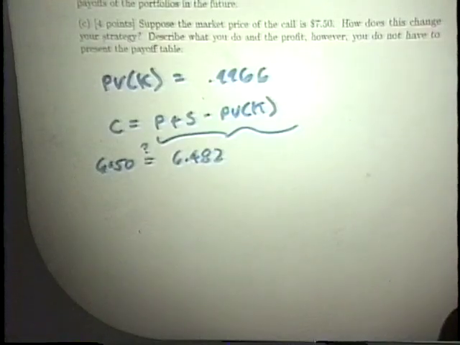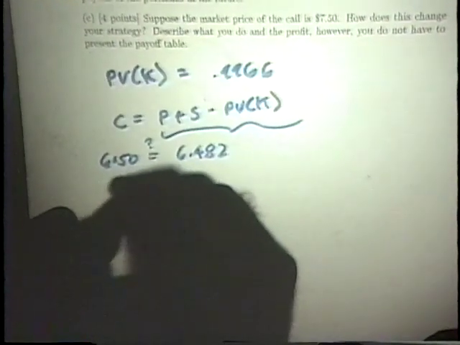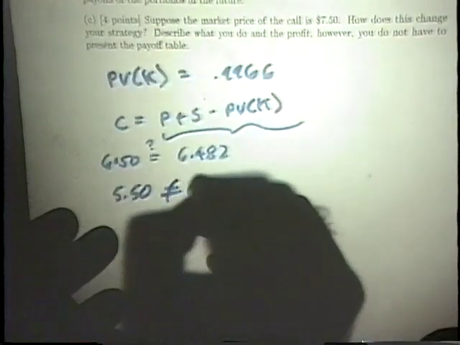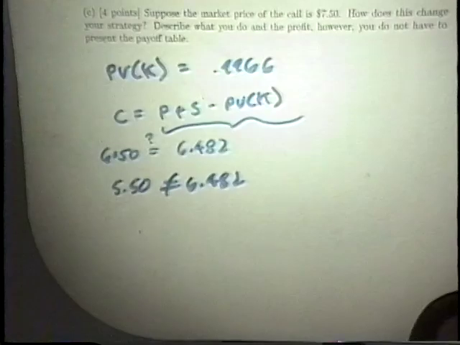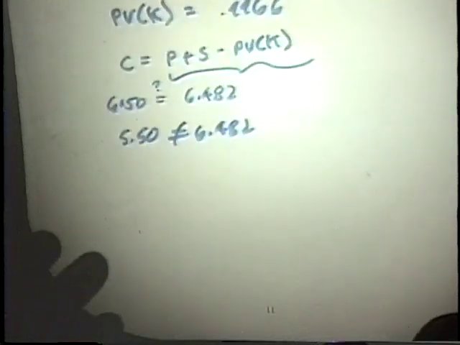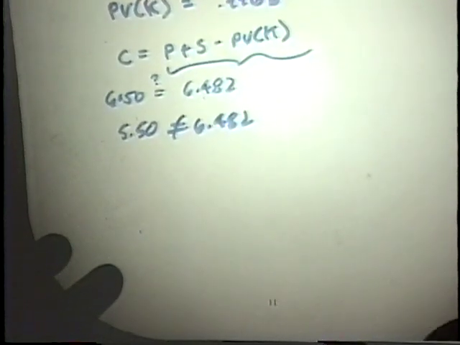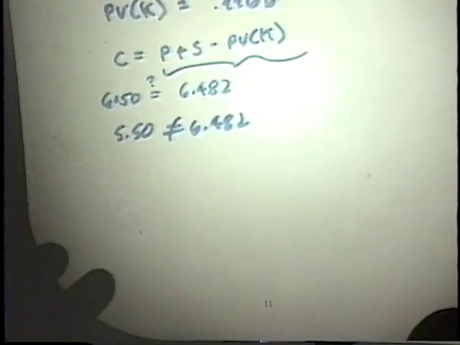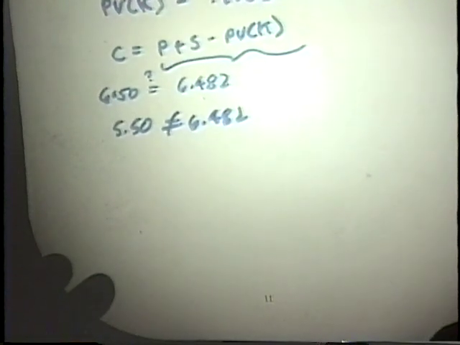So suppose the price of the call is $5.50, not $6.50. Exactly what I did in class for whatever option that was, Xerox. So $5.50 definitely does not equal $6.48, and we're going to do something about it. So let's do exactly the exercise that I suggested in class. We'll go one or 2 minutes over to do this one.